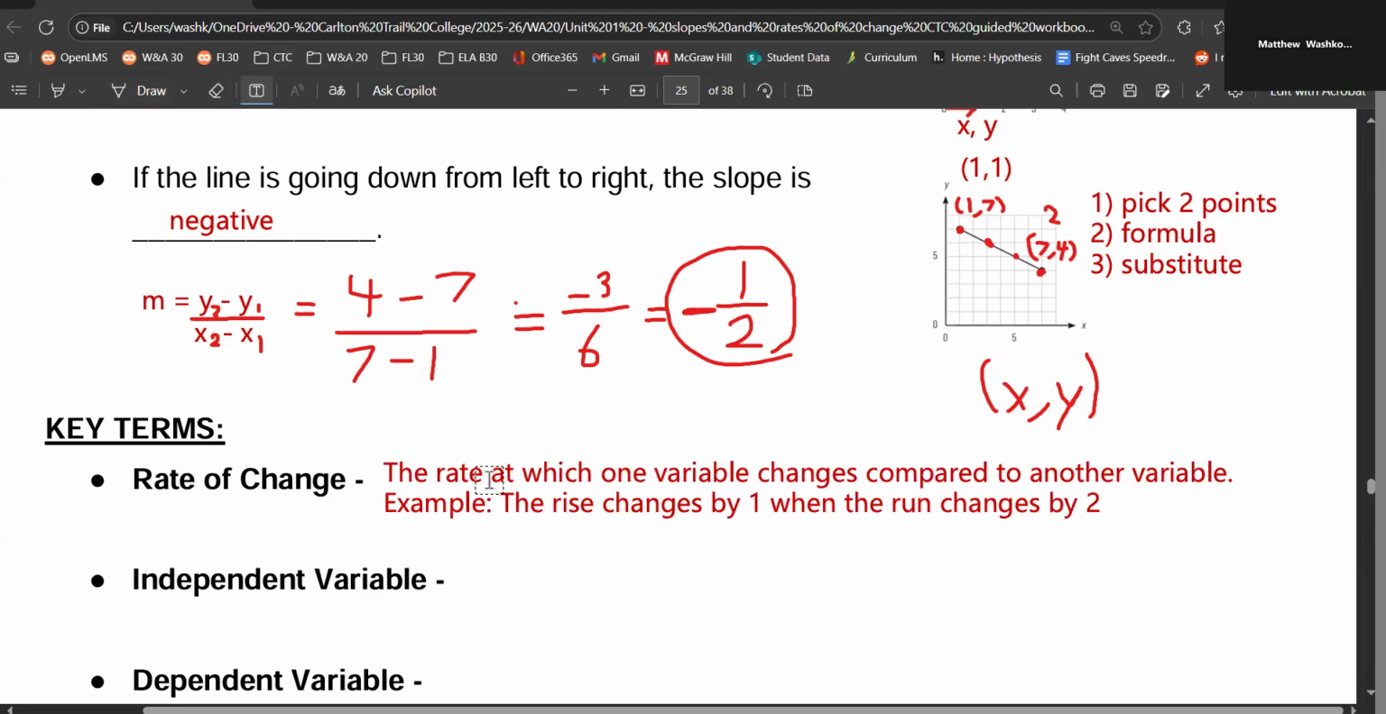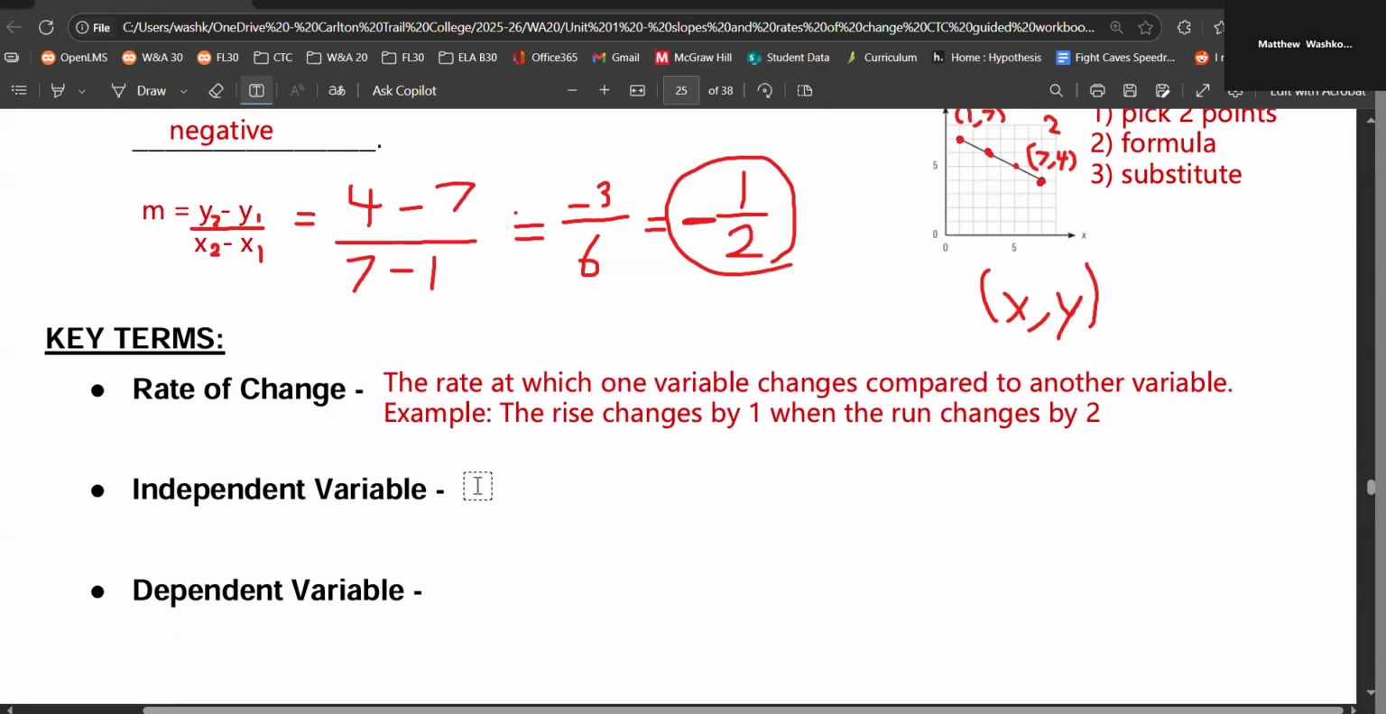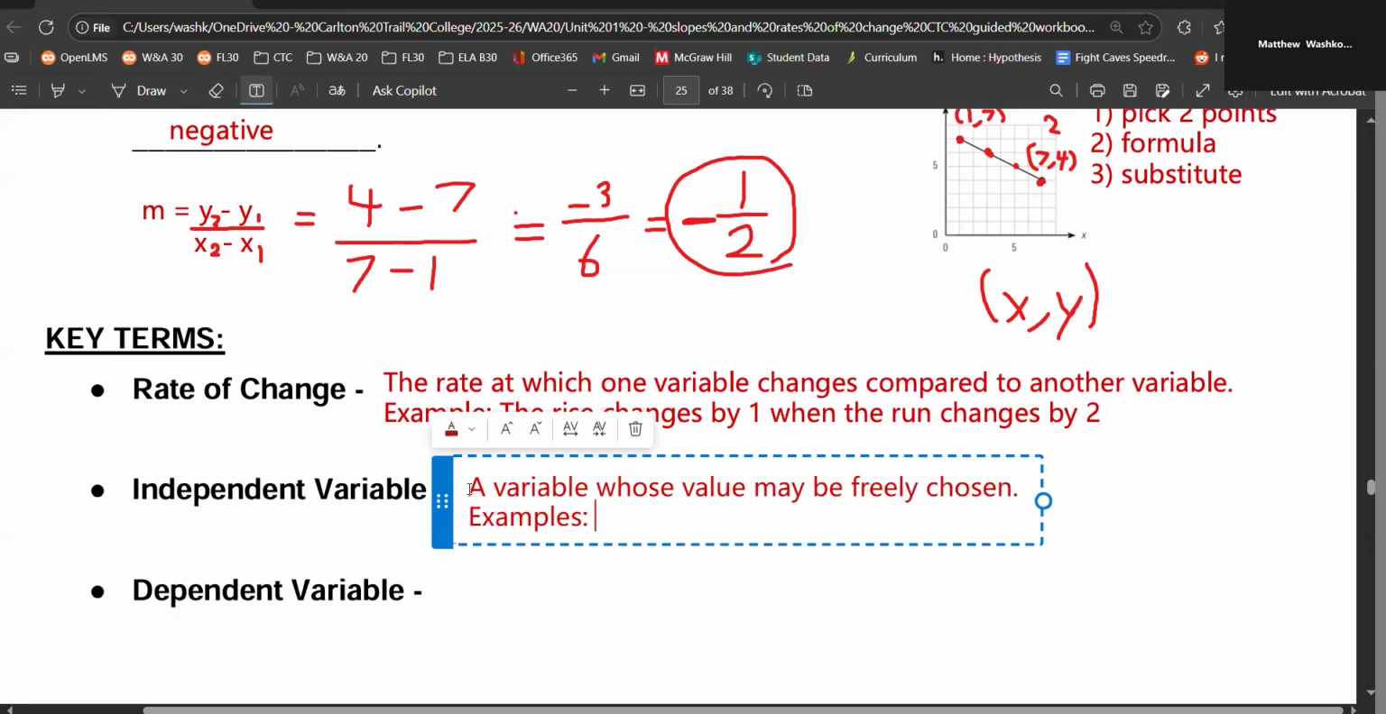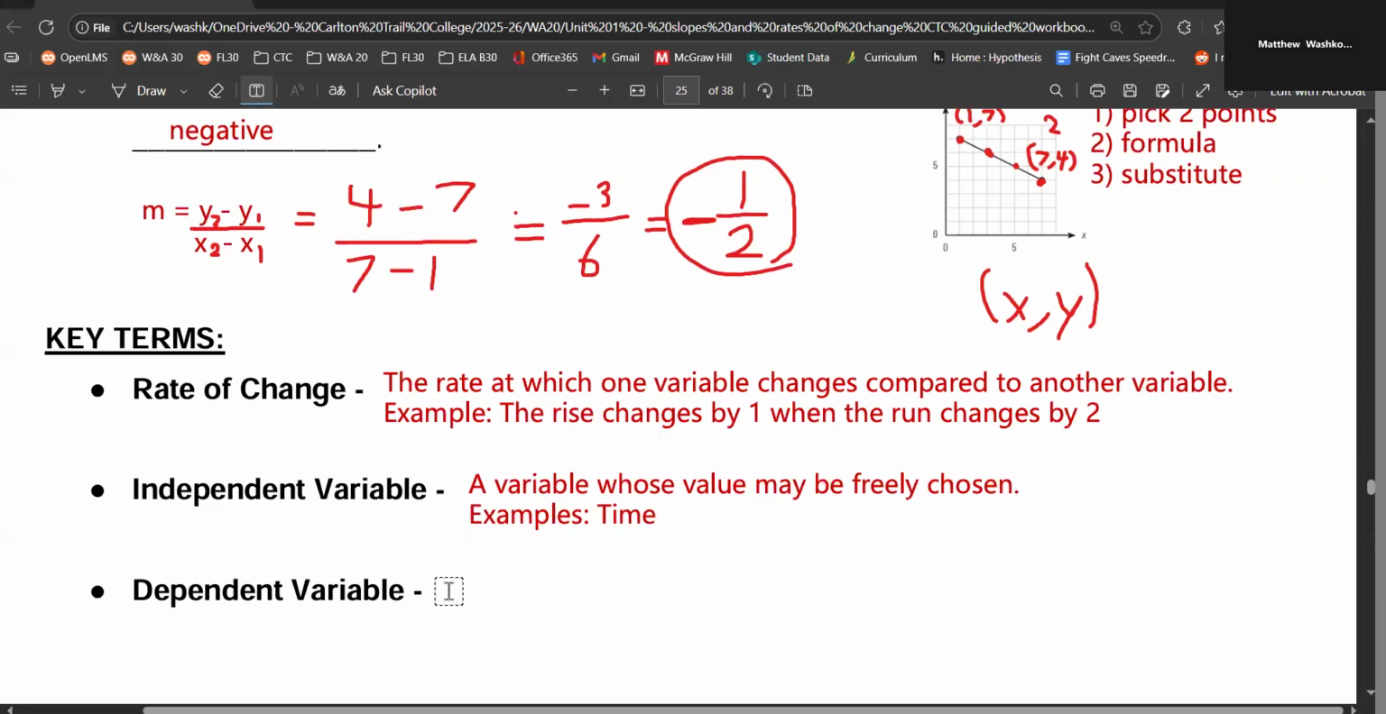Now we also have an independent variable and a dependent variable, and I will talk about these in a second, but so starting out here, what is an independent variable? It's a variable whose value may be freely chosen. Some common examples you're going to see might include time. Okay, so that's the most common one you're going to see.